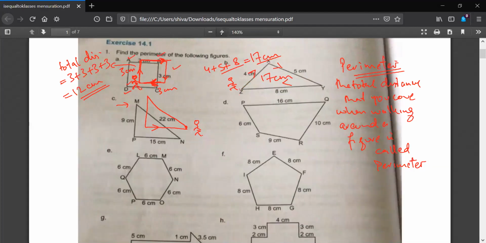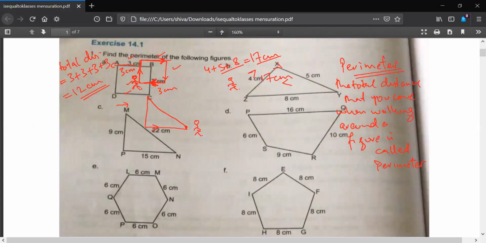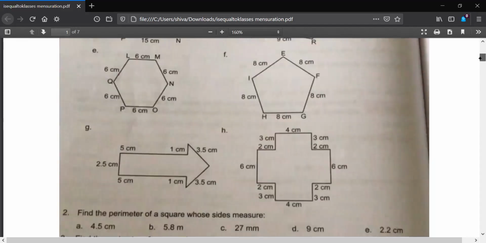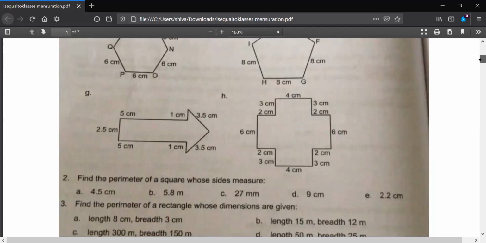So you take any figure, you walk around that figure, you take the sum of the total distance that you have covered and come back to the same point from where you had started. That would be the perimeter of the figure. Let us take another example.